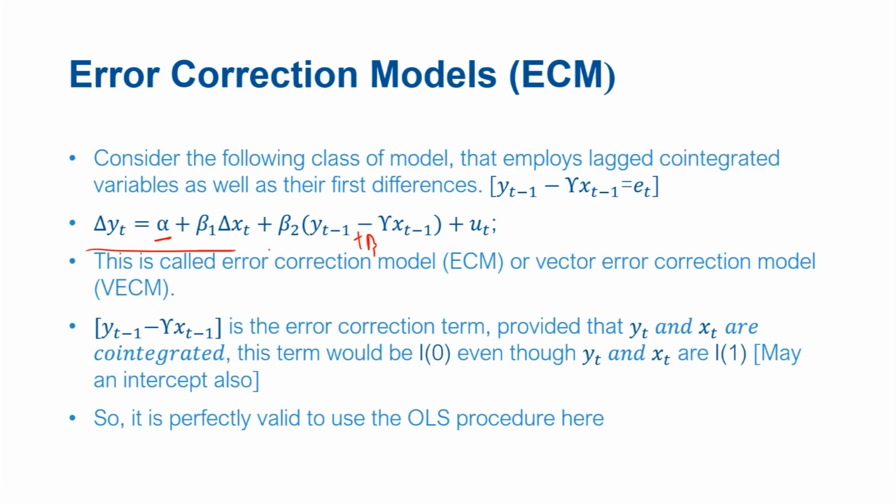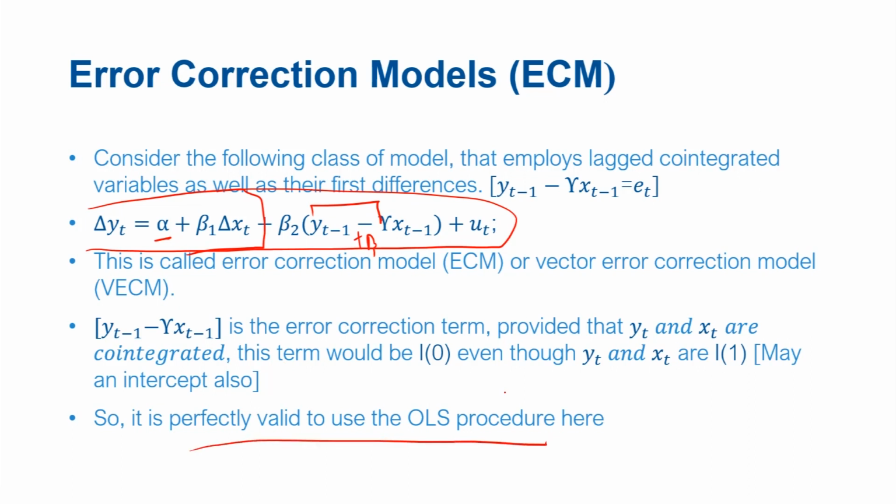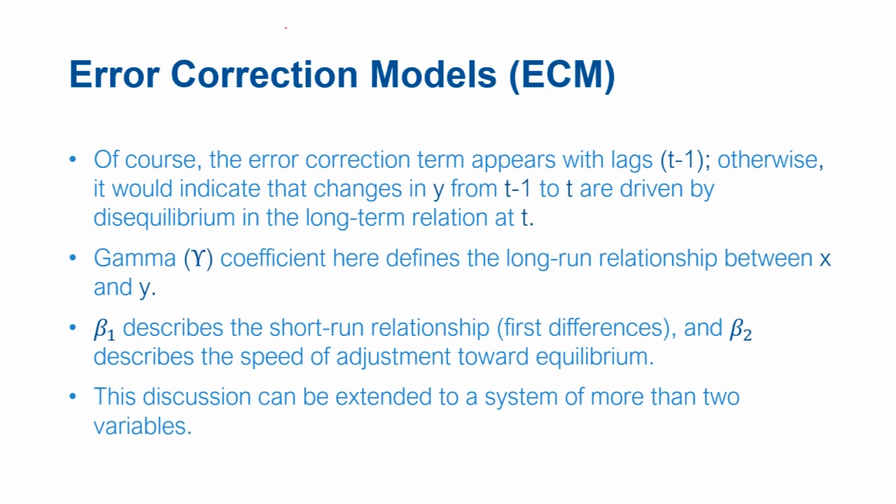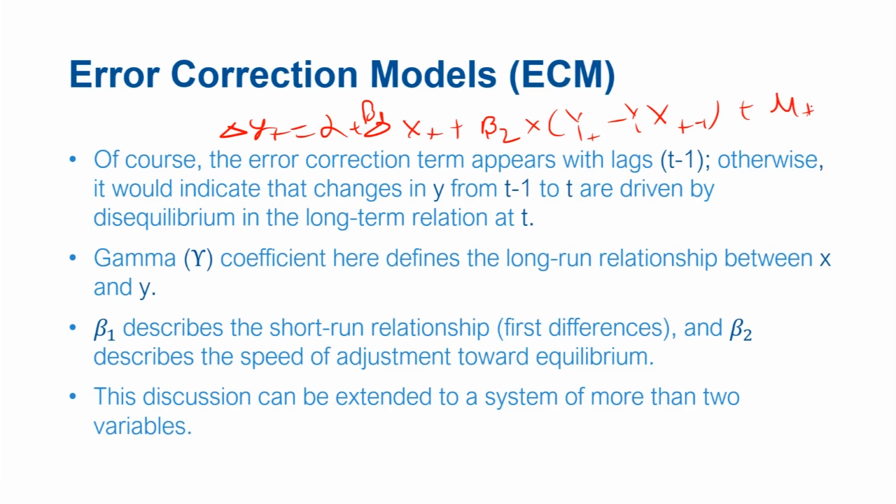And because this entire relationship is purely stationary, why? Because this relationship is I0 and this is anyway I0. Therefore, it is perfectly valid to use the OLS procedure here. So in this relationship where we are saying that changes in yt are a function of changes in xt plus some kind of, let's call this term coefficient beta 1, and another coefficient beta 2, which captures the relationship between xt, plus some kind of error term.